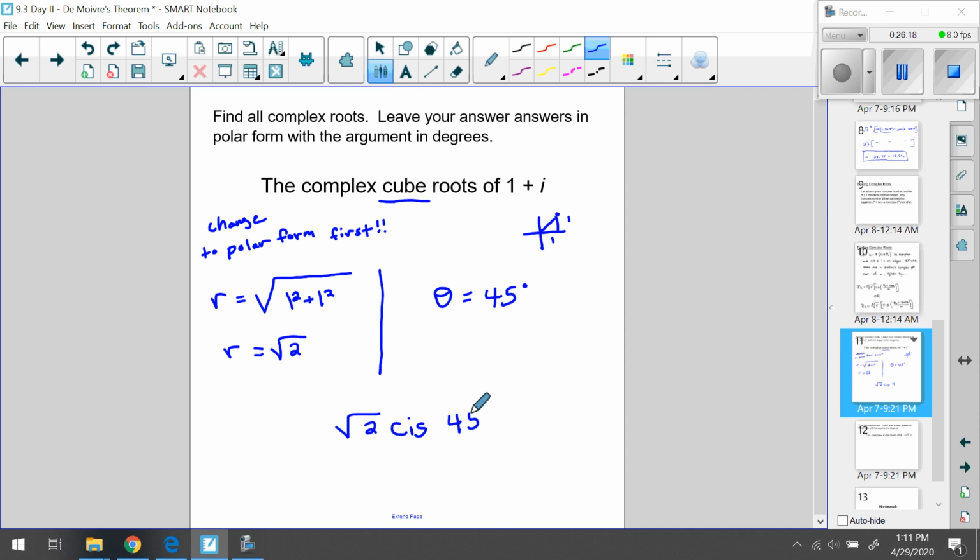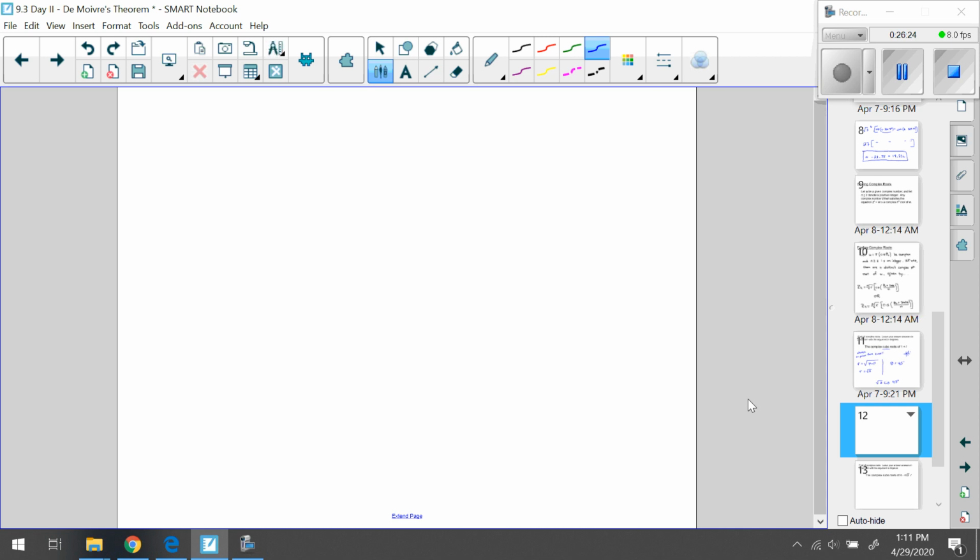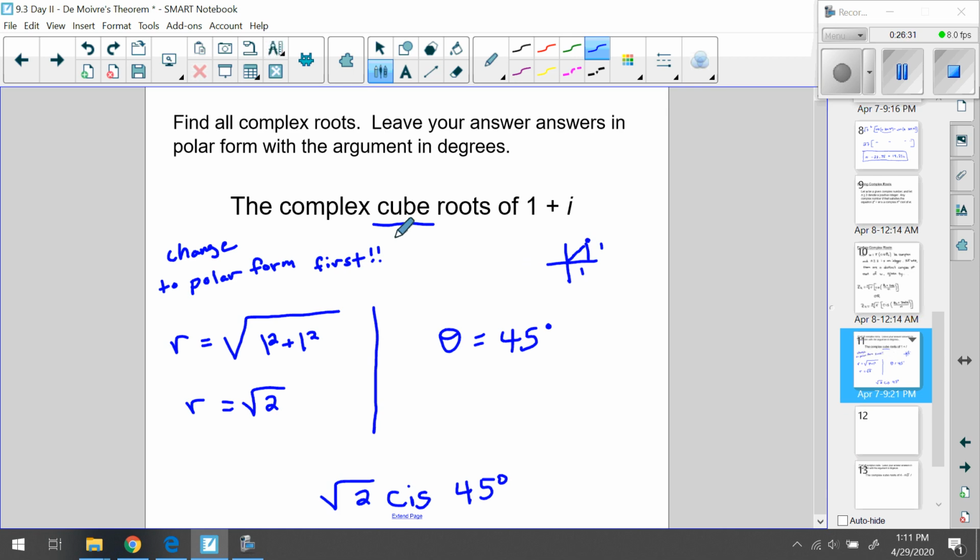So now that we have it in polar form, we should be prepared to answer this question. Remember, we're just doing the opposite of what we did before. Now, before we continue, this part of the question is really important. It says we're finding the complex cubed roots. This word is really important because if it said 4th root, 5th root, or square root, we would do the problem a little differently for each type.